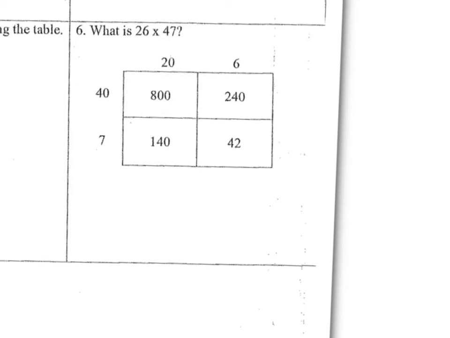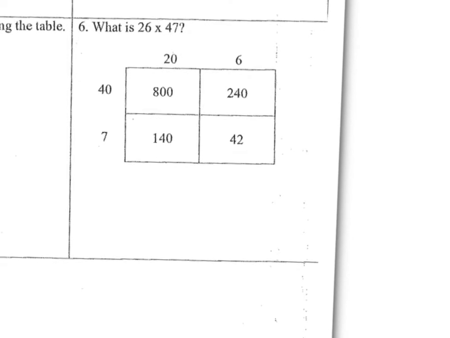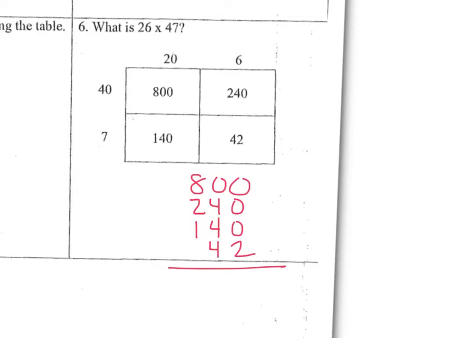Moving on to number 6. What is 26 times 47? Most of the work is already done for you, so all you have to do is add up your partial products, and you would come up with 1,222.